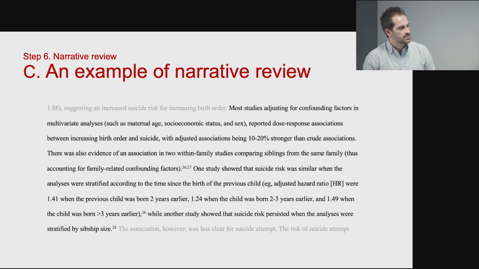For example, there was also evidence of an association in 2 within-family studies, comparing siblings from the same family. So we are reporting this narrative information because we know sibling studies are a stronger design, because they compare people from the same family. So we qualitatively know that those results are more trustworthy, stronger than the others. And it's important to say all that narratively. So basically we did this in all the papers, and we just complemented it with a quantitative analysis when we performed one.